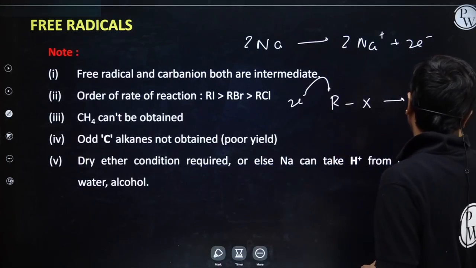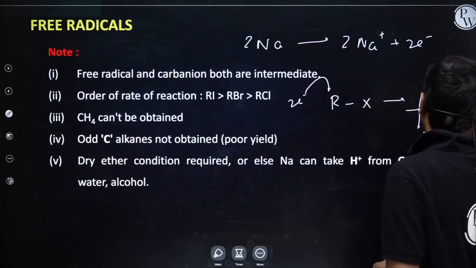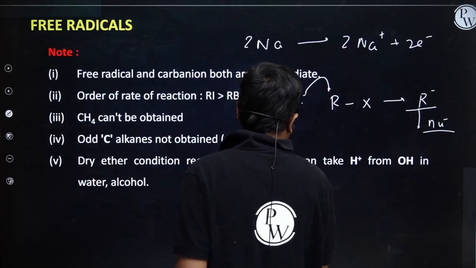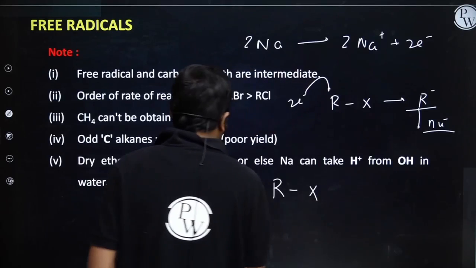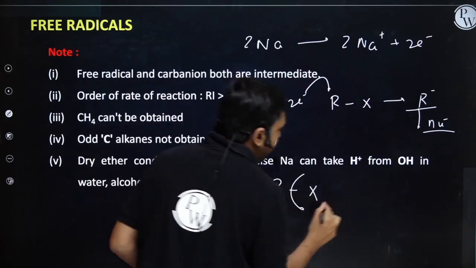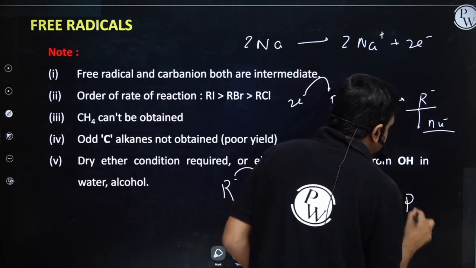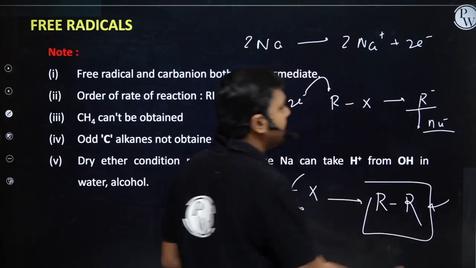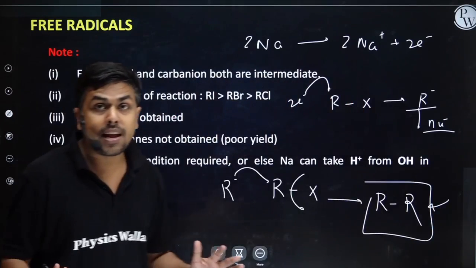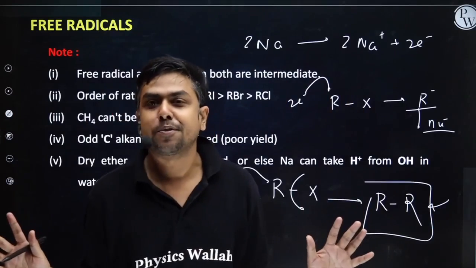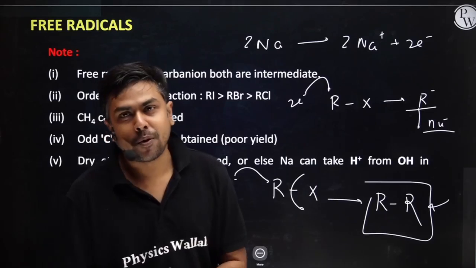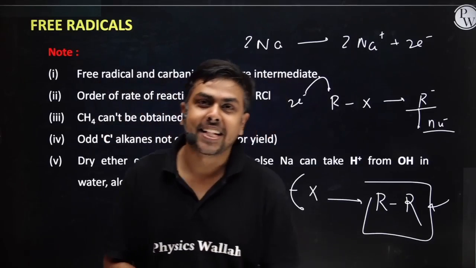This R- acts as a nucleophile, and what will this nucleophile do? It will do a substitution reaction with one more mole of RX. It will do an SN2 reaction and I will have the formation of a higher alkane. Am I clear, students? Through Wurtz reaction, we cannot synthesize methane. Am I clear? So that's all about the chemical reactions of alkyl halide.